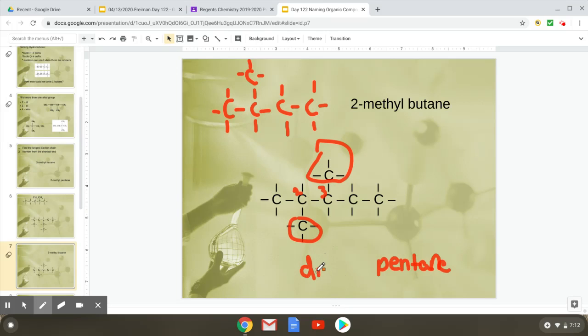So 2 methyls is called dimethyl. I'm learning, left myself a little more room this time. And then we have to say on our dimethylpentane, where are those methyl groups: on the second carbon and third carbon. So this is a 2,3-dimethylpentane.